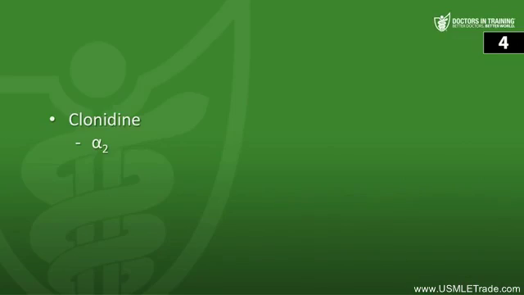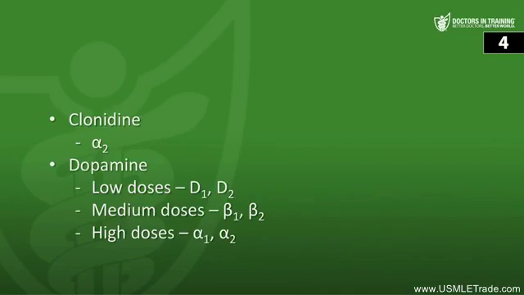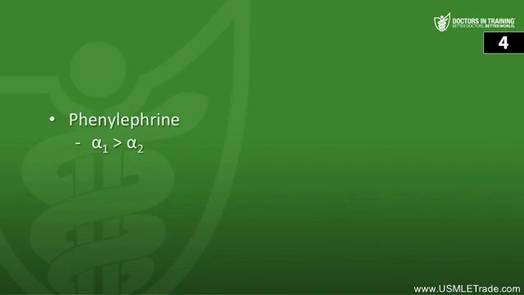So the first one we have clonidine. Remember that was an alpha-2 agonist. Dopamine, you get that D1 and D2 at low doses. Beta-1 and beta-2 at medium doses. And alpha-1 and alpha-2 at higher doses. Next, we have phenylephrine. It's going to be doing a little bit more alpha-1 than alpha-2. Remember, that's that vasoconstricting drug.